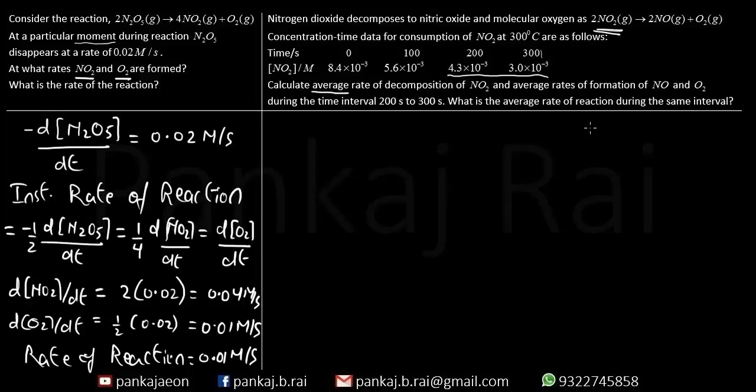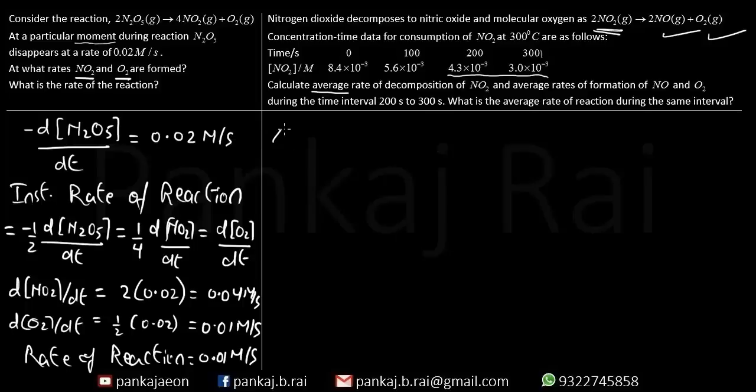It is the same question. The only thing which we have to do is find the average rate first of all of NO2. Then we would be able to find this one, then this one, and also the rate of reaction. That would become the same as this. Okay, so let us move ahead and try to find the average rate of decomposition of NO2.